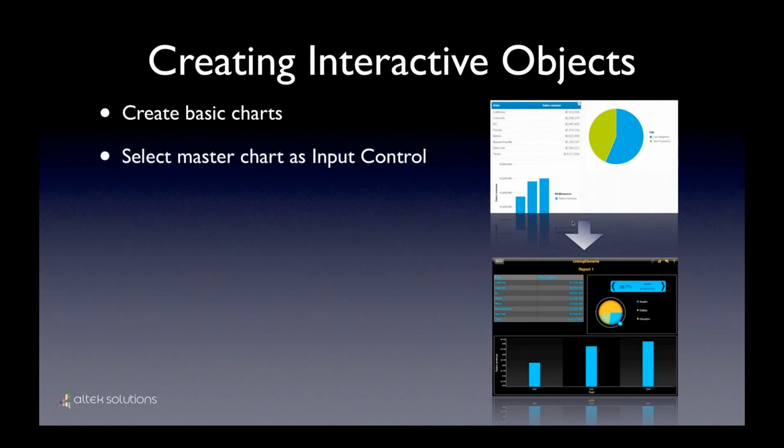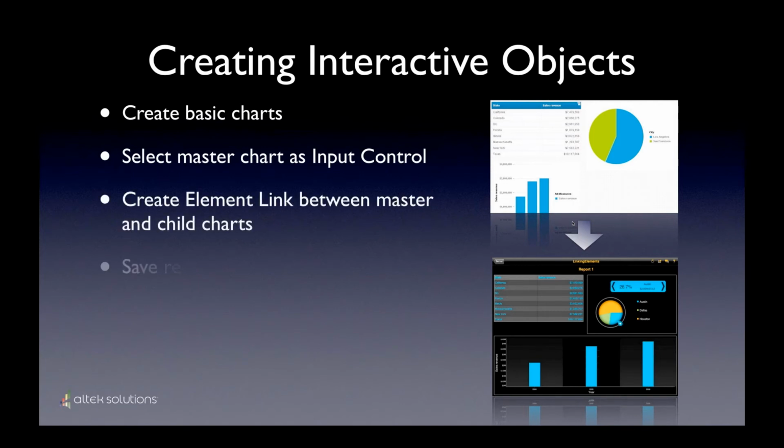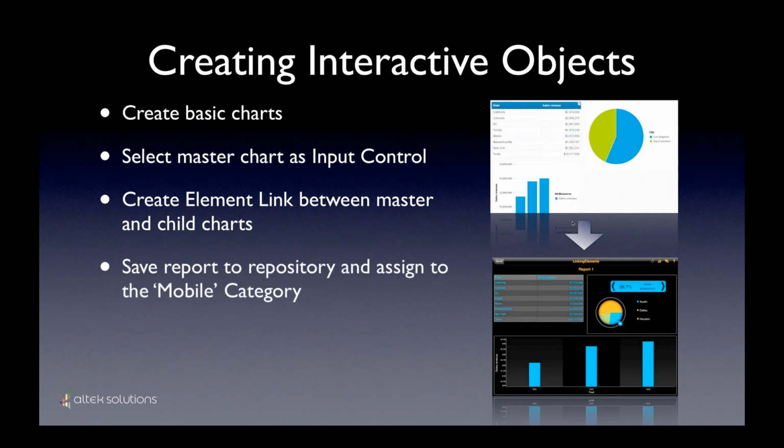We'll then specify one of our tables as a master chart and an input control, and we'll use that to control our child charts. So again, once we do all of that, all we need to do is save our report to the repository and assign it to the mobile category. Show us how it's done, Mike.